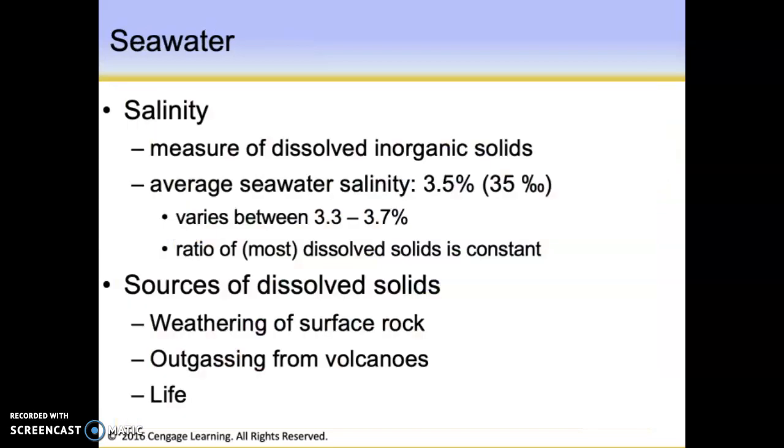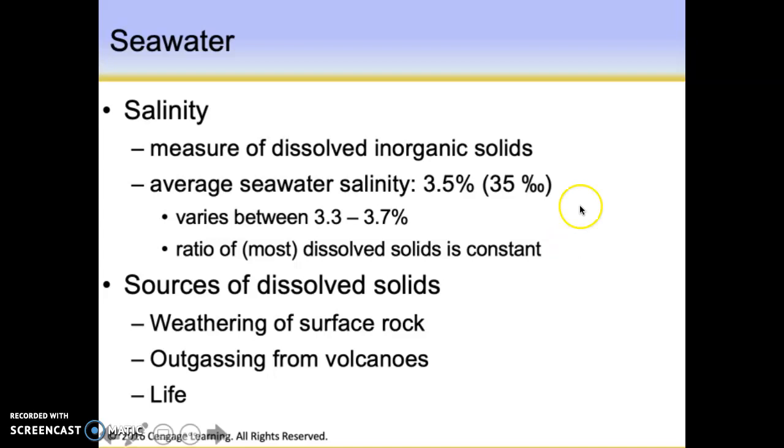So just some general notes on seawater. The salinity is the measure of dissolved inorganic solids. So it's also called total dissolved solids. The average seawater salinity is about 3.5%. Your book and oceanographers very often use parts per thousand.